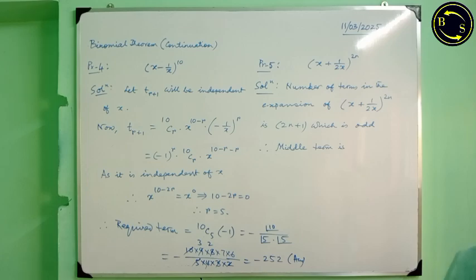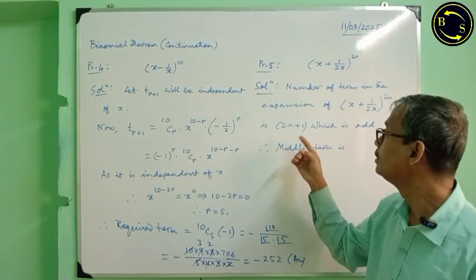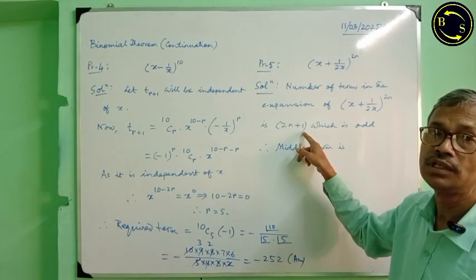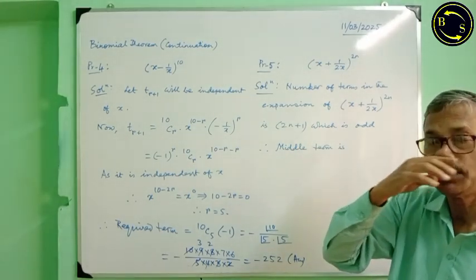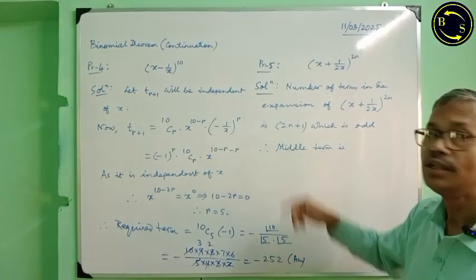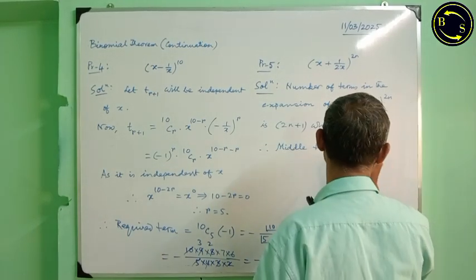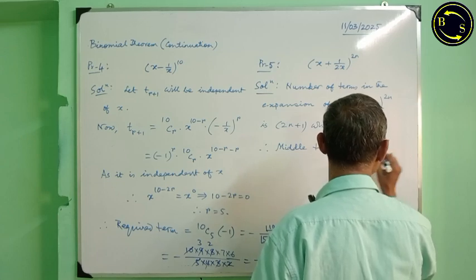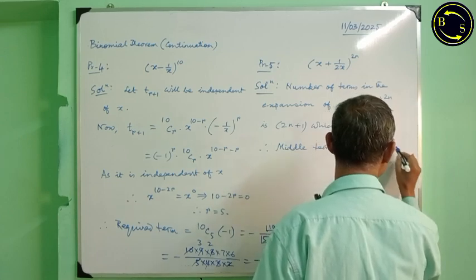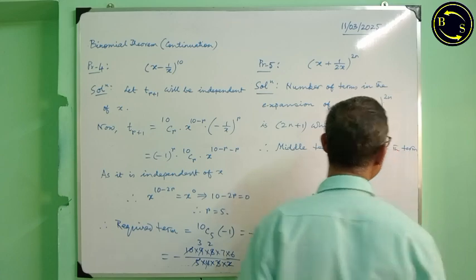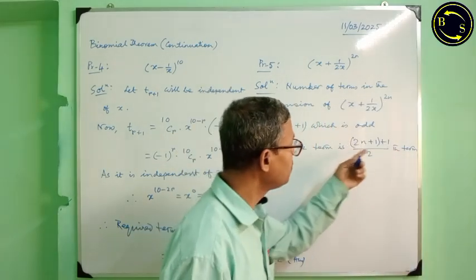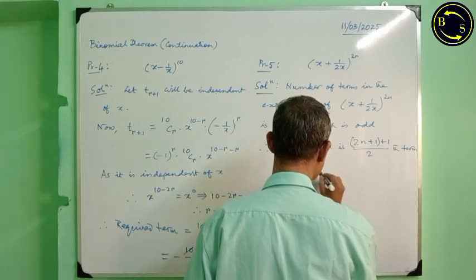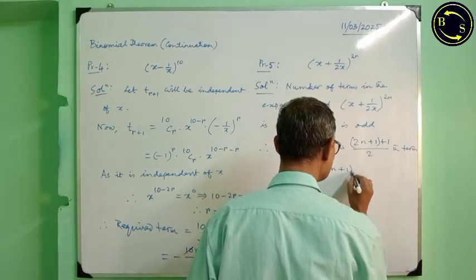And how do we determine that? First we add 1 to the number of terms, then we divide that result by 2. That means here 2n plus 1 plus 1 by 2th term. On simplification, it will be 2n plus 2 divided by 2, that is n plus 1th term.